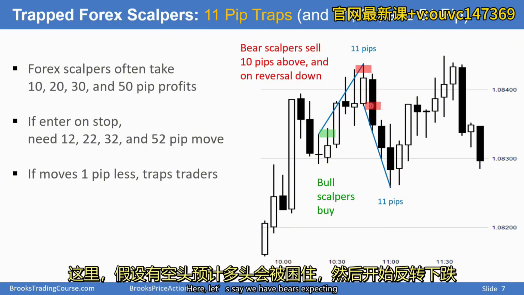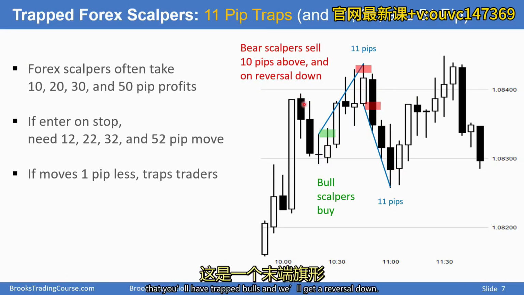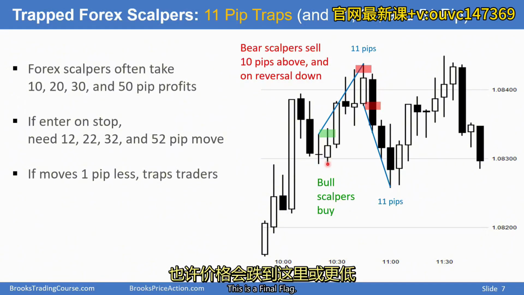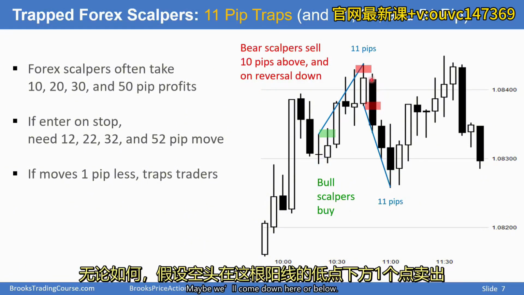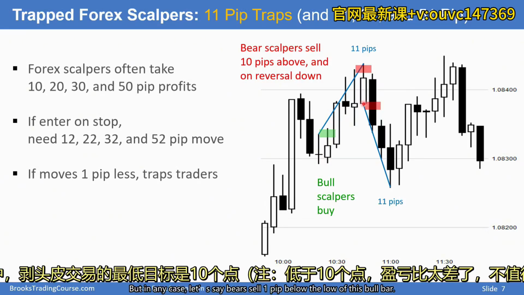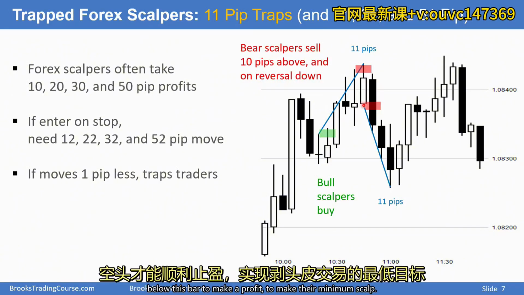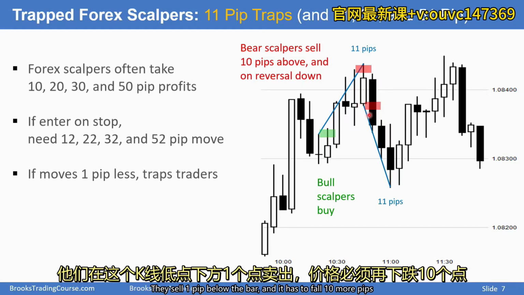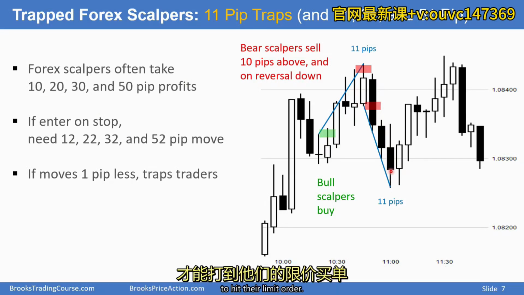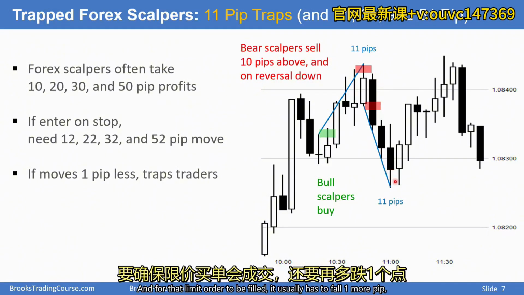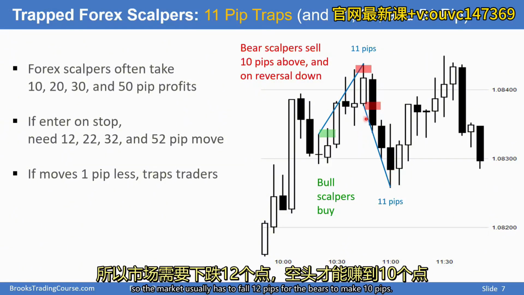Here, let's say we have bears expecting that you'll have trapped bulls and we'll get a reversal down. This is a final flag. Maybe we'll come down here or below. In any case, let's say bears sell 1 pip below the low of this bull bar. The minimum scalp in Forex markets is 10 pips. The market therefore has to fall 12 pips below this bar to make their minimum scalp. They sell 1 pip below the bar. It has to fall 10 more pips to hit their limit order. And for that limit order to be filled, it usually has to fall 1 more pip. So the market usually has to fall 12 pips for the bears to make 10 pips.